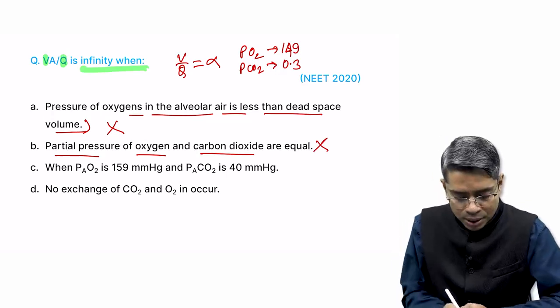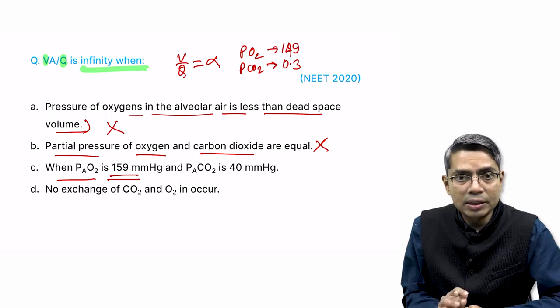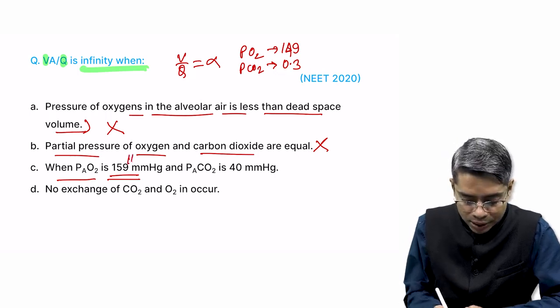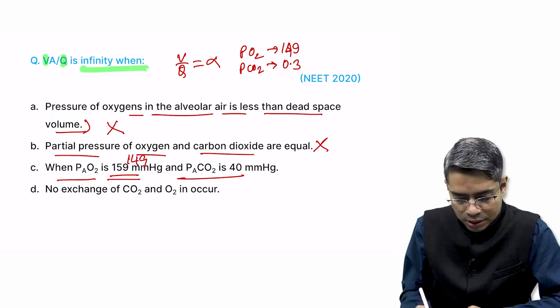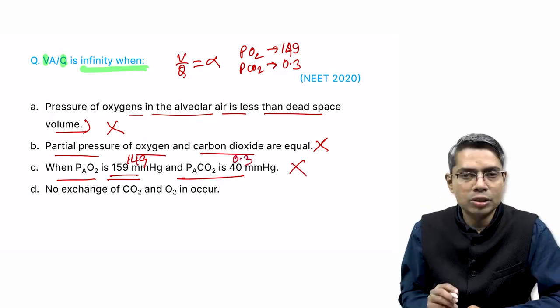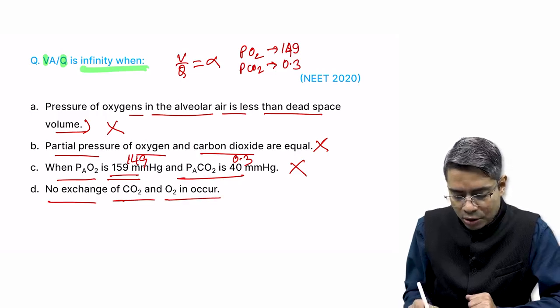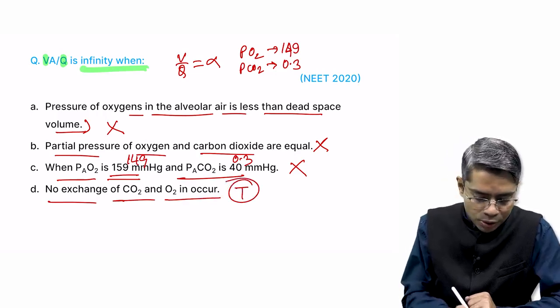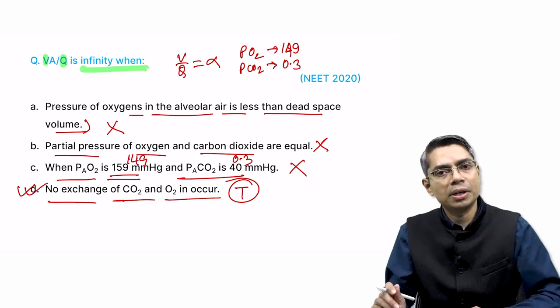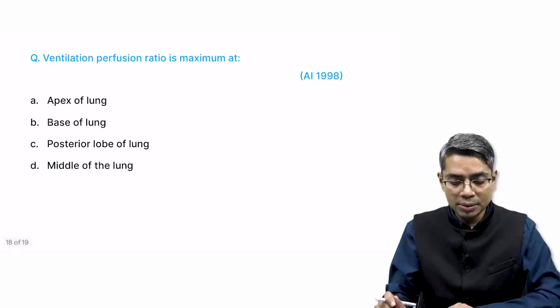Partial pressure of oxygen is 159? This is not 159, it is 149, right? And partial pressure of carbon dioxide is 40? No, this is 0.3, so this is also not true. No exchange of carbon dioxide and oxygen occurs: this is absolutely true, so this is going to be my answer. Okay, getting my point? This is the kind of question they give.